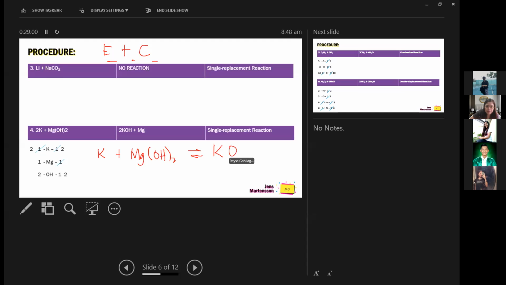potassium. Now this will be OH, and then I told you not to copy the subscript because originally si hydroxide dyan ay may subscript na 2. Pero pag pinalitan na siya ni potassium, please do not copy the subscript because again, the subscript will be determined by their charges. And then ma-displace ngayon si magnesium. But we don't place a subscript for both potassium and magnesium na 2 because they don't belong to the diatomic molecules.